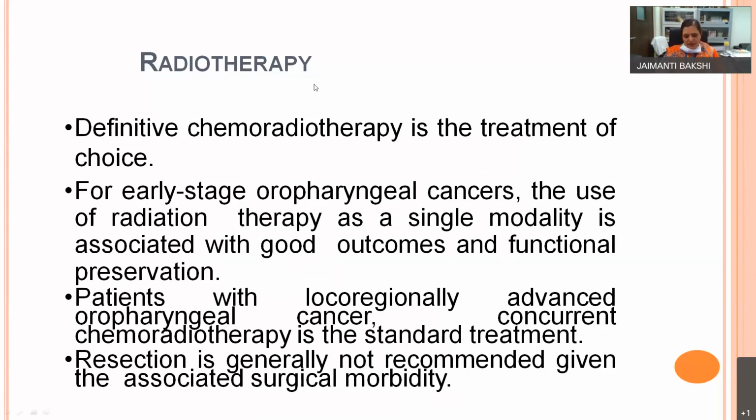Now coming to the radiotherapy. Radiotherapy has a great role in the treatment of oropharyngeal cancers. It can be given in various forms, either alone or in combination with chemotherapy. Definitive chemoradiotherapy is the treatment of choice for oropharyngeal cancers. For early stage oropharyngeal cancers, radiation therapy as a single modality is associated with good outcomes and functional preservation. For patients with locoregionally advanced oropharyngeal cancer, concurrent chemoradiotherapy is the standard treatment. Resection is generally not recommended given the associated surgical morbidity.